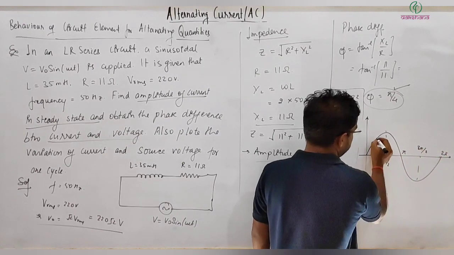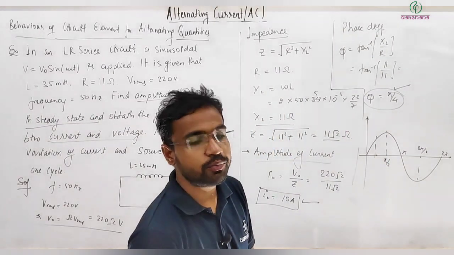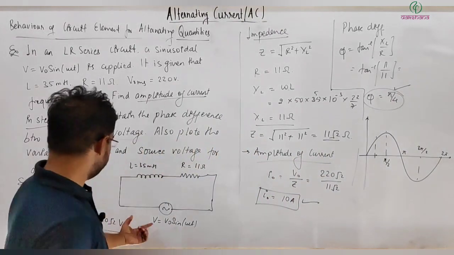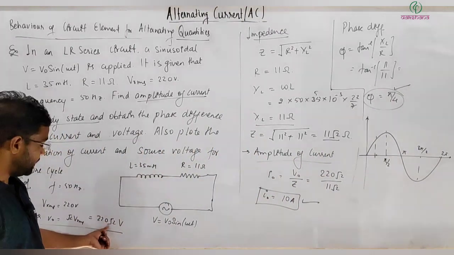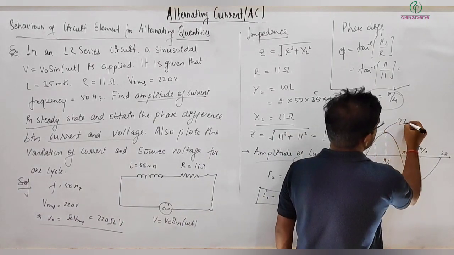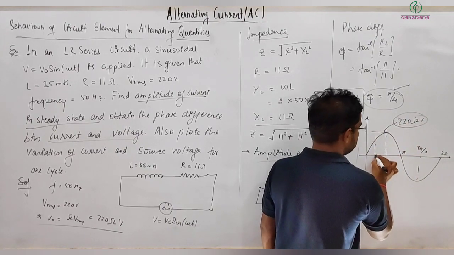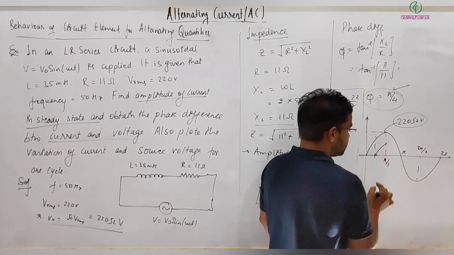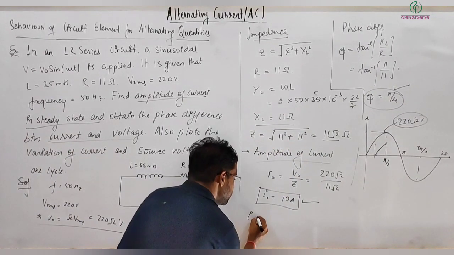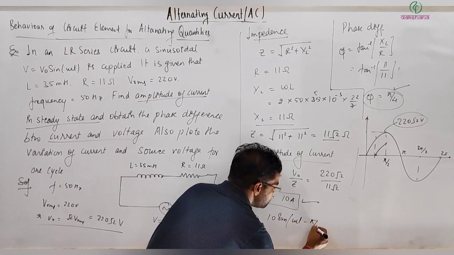So it will be starting from here, because current is lagging behind by a phase of pi by 4, and its amplitude will be also 10. Here the amplitude is 220 root 2, so this peak value will be 220 root 2 volts, but here the value of current will be something like this. It's also exactly like a sine. I can write I is equal to 10 sine of omega t minus pi by 4.